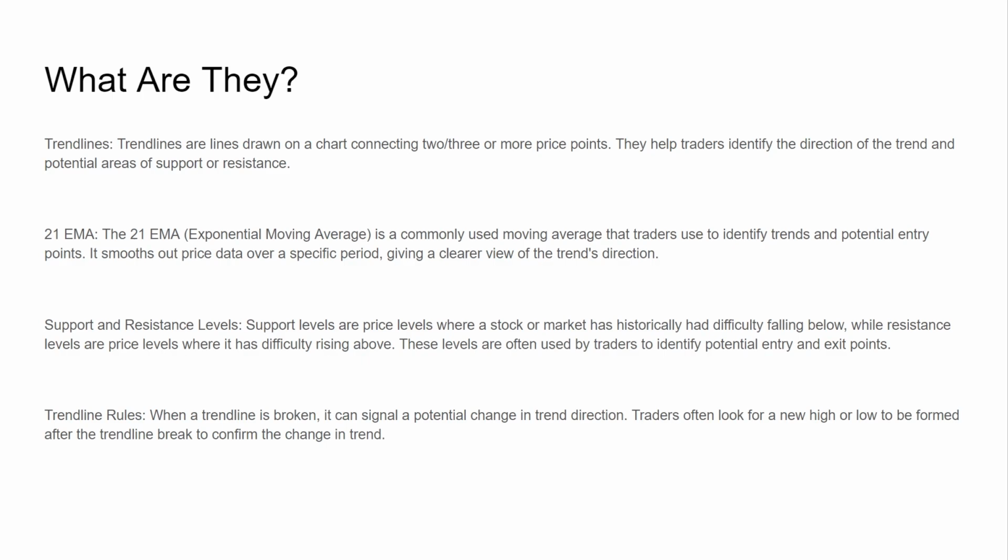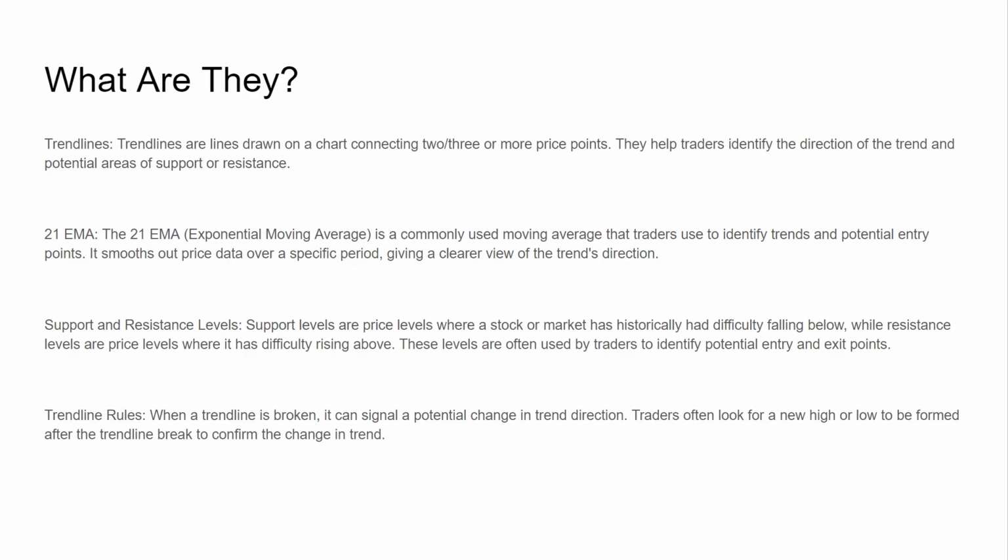So you're asking, what are the key entry points? Well, key entry points are going to be trend lines, and trend lines are drawn on a chart when you have two, three, or more price data points connecting themselves. They help traders identify the direction of the trend and potential areas of support and resistance. Trend lines are also just support and resistance, diagonal, not horizontal.